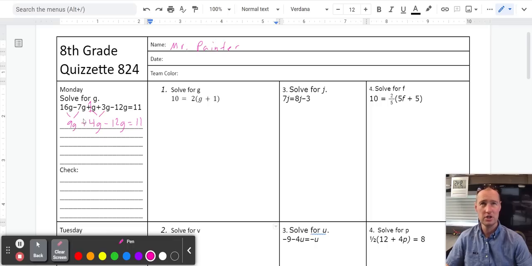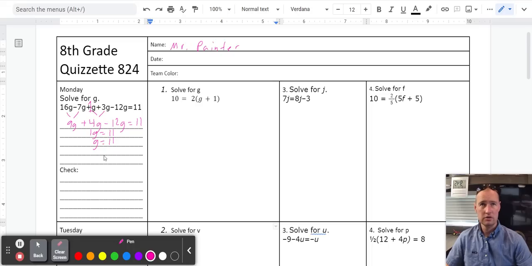We're going to do 9G plus 4G. So I got 9, 10, 11, 12, 13. So we're at 13. But 13 minus 12 is going to give me 1G equals 11. So again, 9G plus 4G takes us to 13G. 13G subtract 12G, well, we only have 1G left. Last step, anything times 1 is just whatever it is. So what's going to happen is we got G equals 11 there.